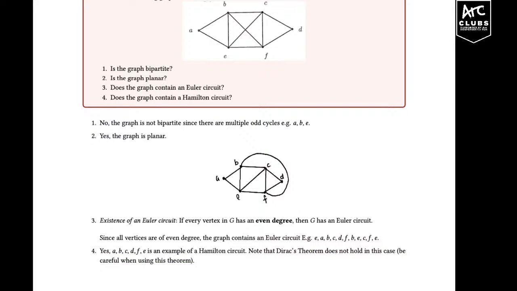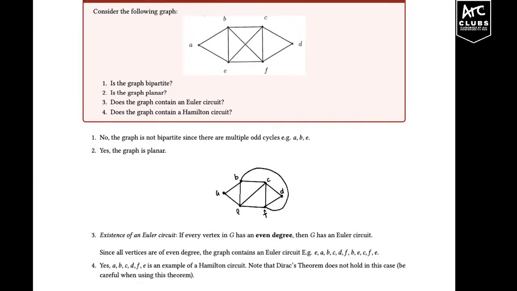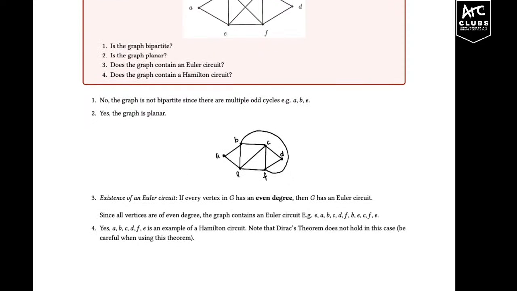So that's what you need to be a bit careful about for Hamilton circuits. It's just a sufficient condition, it's not enough as an absolute proof. So that's why for these questions, I think it's important to try and find a Hamilton circuit first before using this condition.